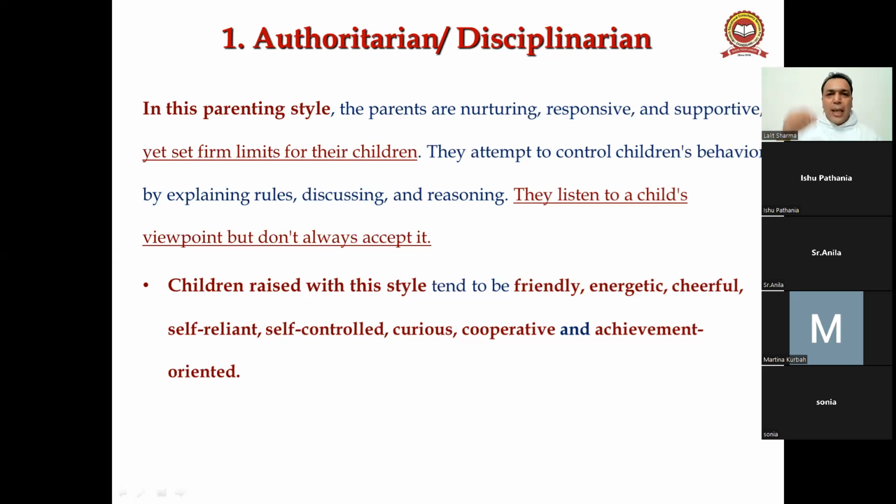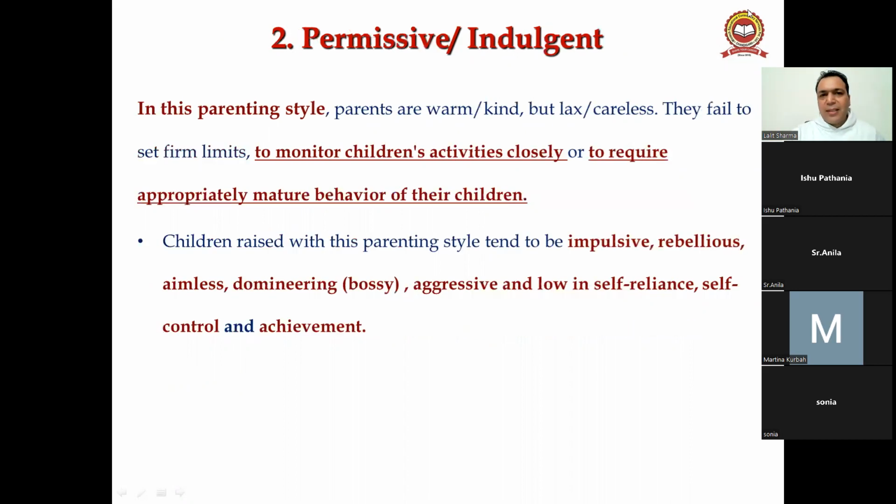From 2014 onwards, B.Ed has become a compulsory qualification in order to teach in schools, right? So children with such type of parenting would be more friendly, energetic, cheerful, self-reliant, self-controlled, curious, cooperative, and achievement oriented, right? Okay. Second, we see the permissive or indulgent kind of parenting style.